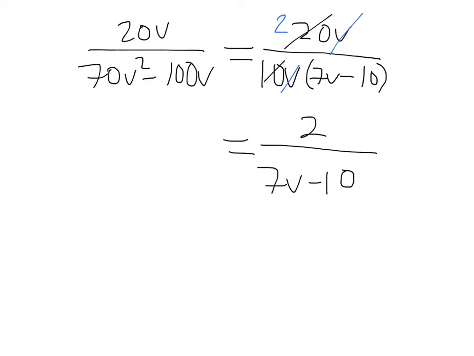A common thought is, well, maybe I could just simplify the 2 and the 10 here. That looks nice. No. This subtraction sign ties these two terms together. You can either cancel the entire thing or nothing at all. So this problem is done.